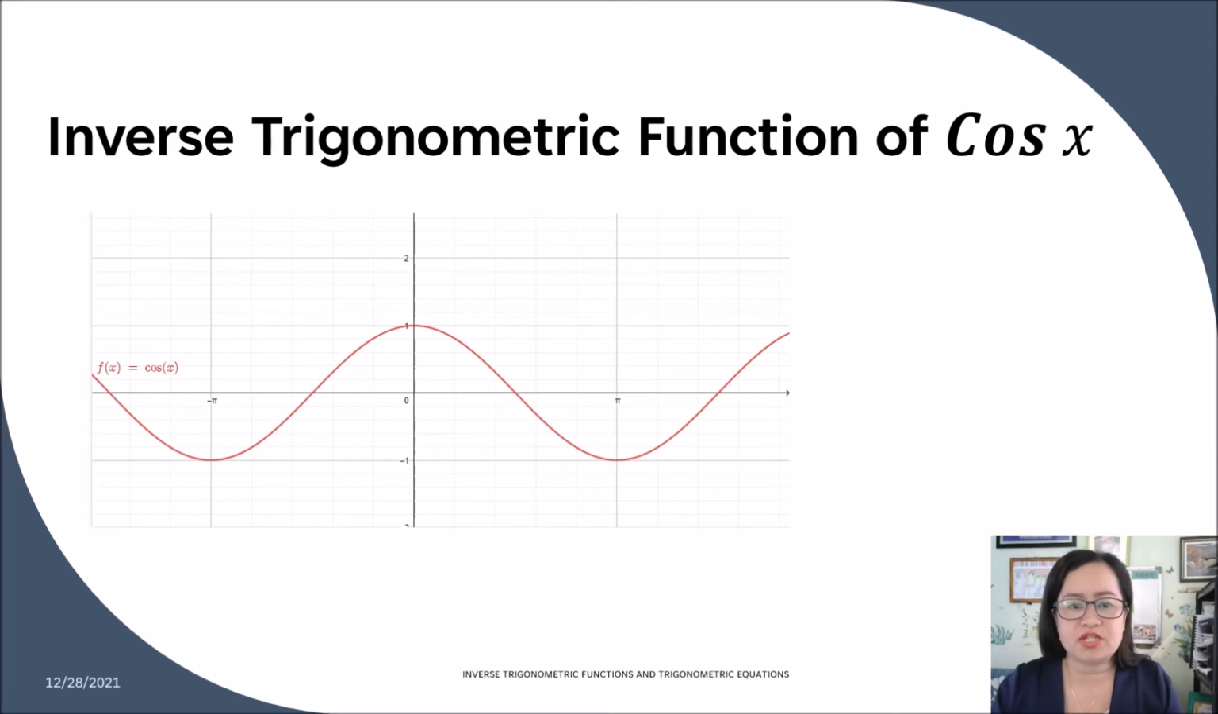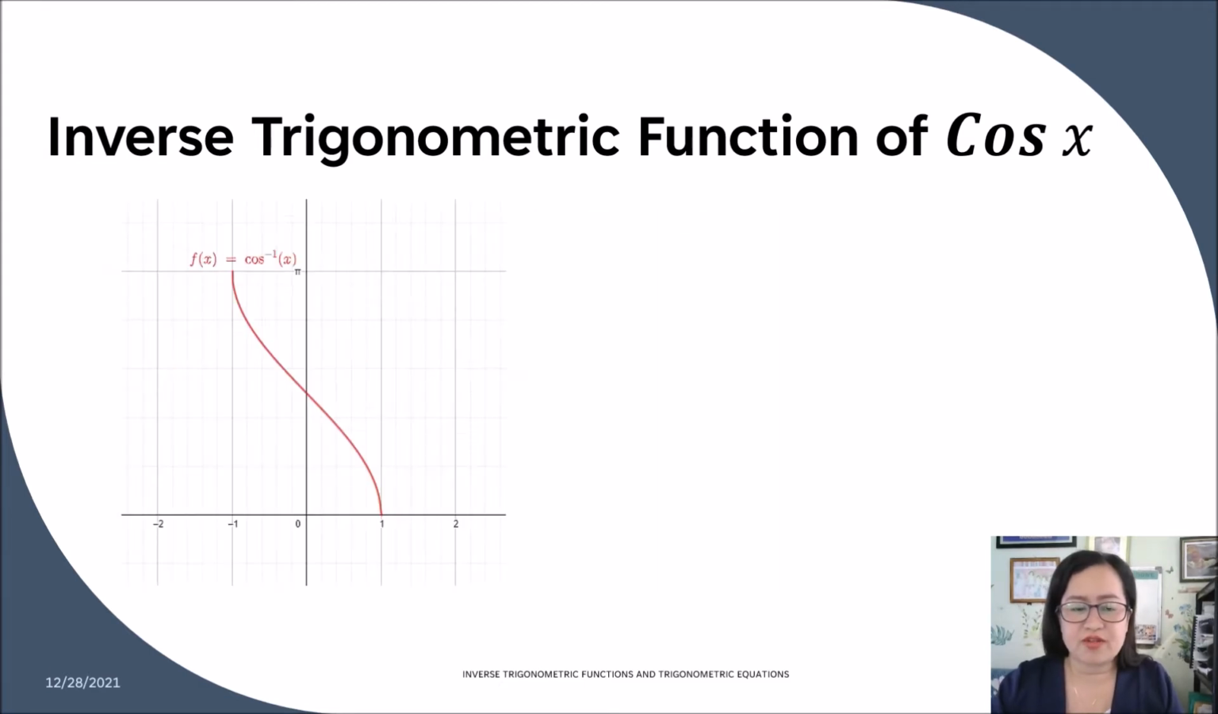Now what about the inverse function of cosine x? If we consider only this portion, the closed interval 0 to pi, we would be able to draw a horizontal line and see that the intersection is at exactly 1 point. Graphing the inverse of cosine x, we would be able to have this curve.